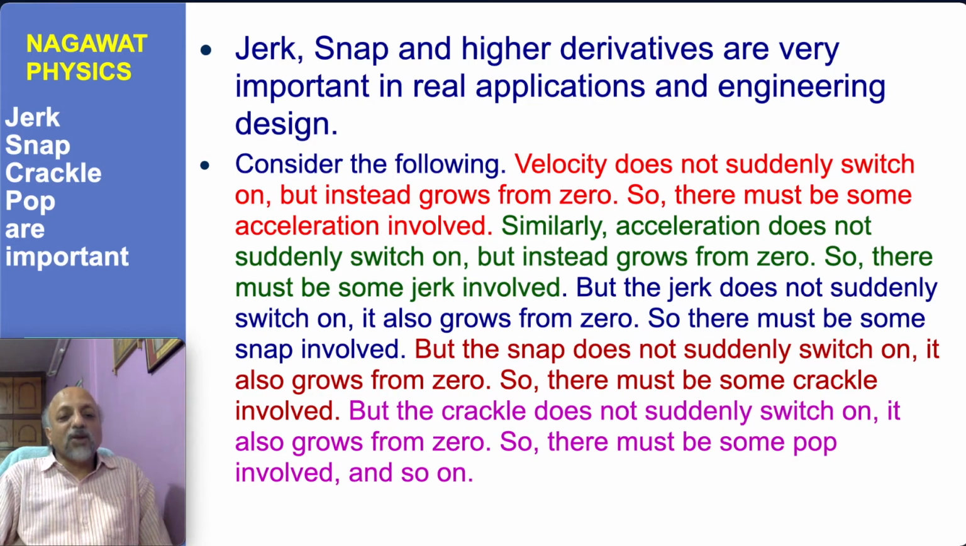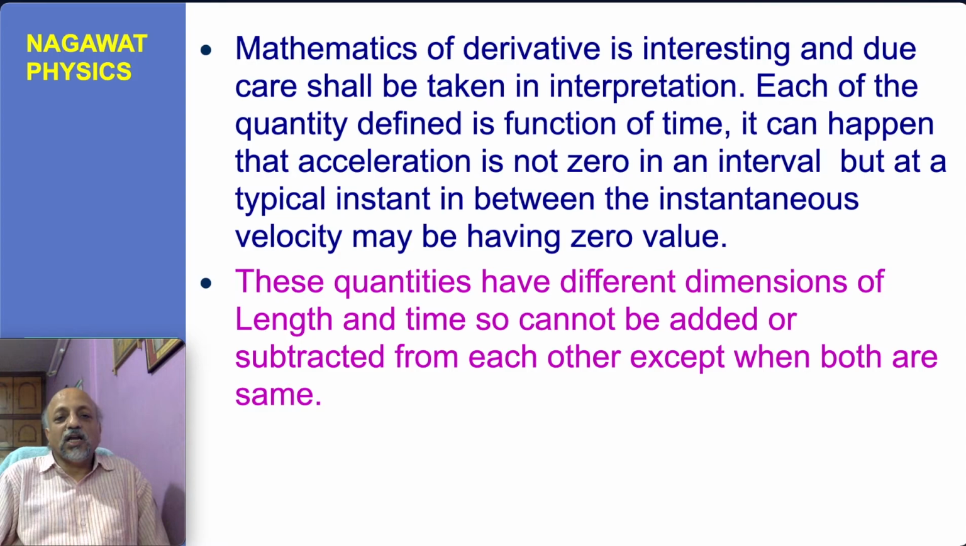And with the same logic, you can move ahead and say that crackle is required to have snap, and if you have snap, only then can you build up a jerk, and if you have jerk, only then can you build up acceleration, and if you have acceleration, only then can you build up velocity. So in real cases, the higher derivatives are significant and sometimes manifested. But later, when we consider applied examples, I will definitely explain these things in detail.